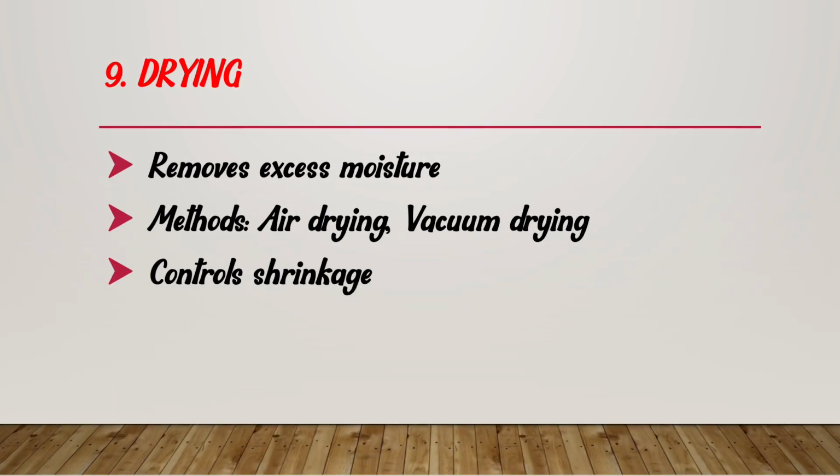Then drying. In this drying process, they remove the excess moisture held by the skin. What are the methods they use for drying? Air drying and then vacuum drying. In this drying process, they can control the shrinkage of the skin.